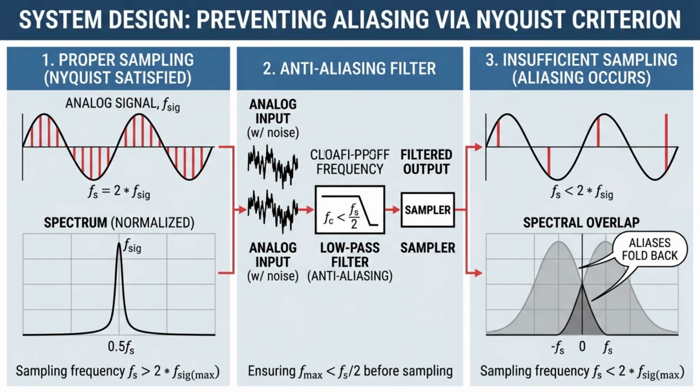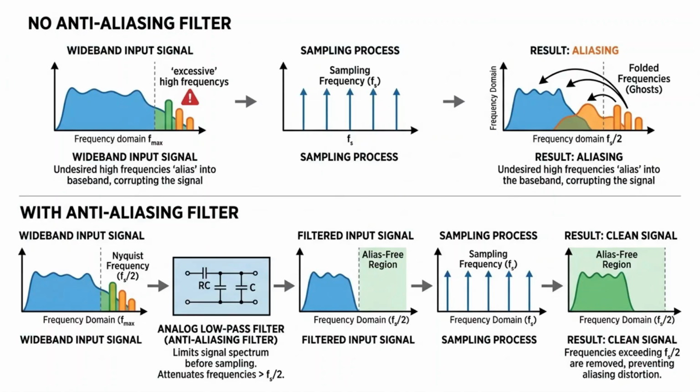Fortunately, aliasing can often be prevented through proper system design. The first line of defense is ensuring that the sampling frequency satisfies the Nyquist criterion. Sampling above twice the highest signal frequency greatly reduces the risk of spectral overlap. Another important technique is the use of anti-aliasing filters. These analog filters remove frequency components that exceed the allowable bandwidth before sampling occurs. By limiting the signal spectrum, engineers ensure that unwanted frequencies cannot fold into the desired frequency range.